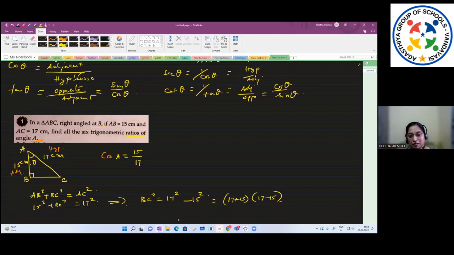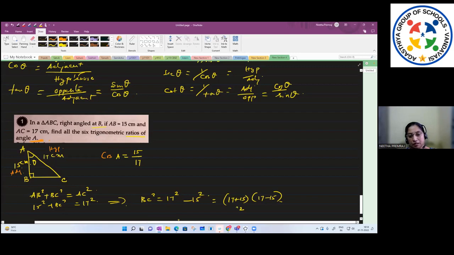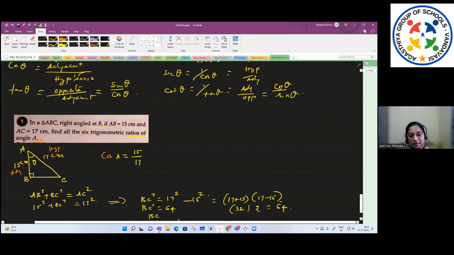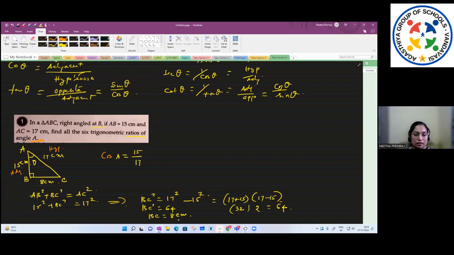So what happens? This is 32, and this is 2. Then what happens? It becomes 64, isn't it? So BC square is 64. What is BC? That is 8 centimeters. Yes, very good. So this is 8 centimeters. Now you can figure out all the trigonometric ratios.